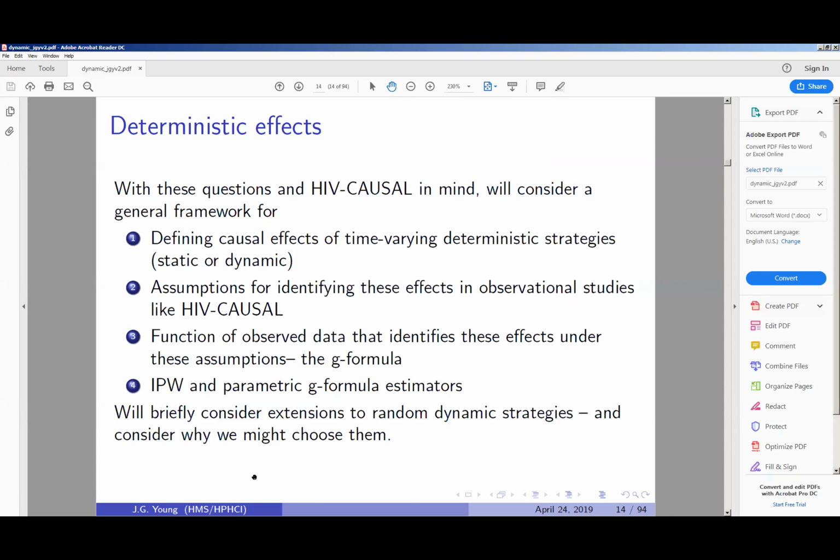Okay. So we're now moving on to defining what we mean by a causal effect. In other words, what is it that we want to know really? How do we formally define this? So we're going to denote little g in general as any deterministic time-varying ART initiation strategy.